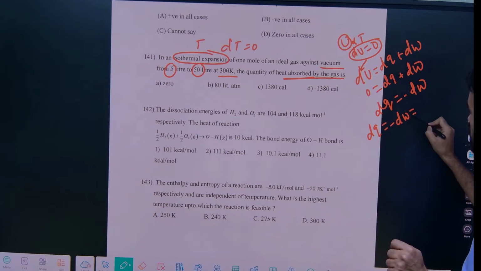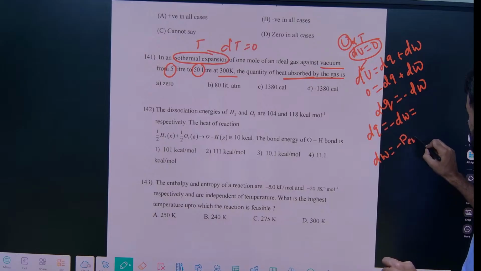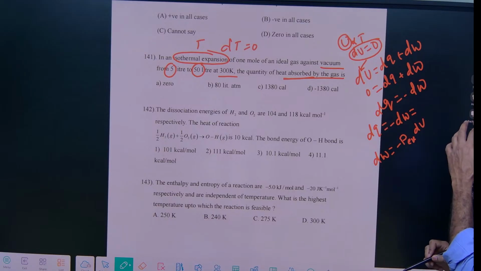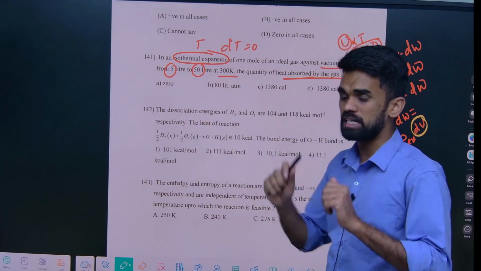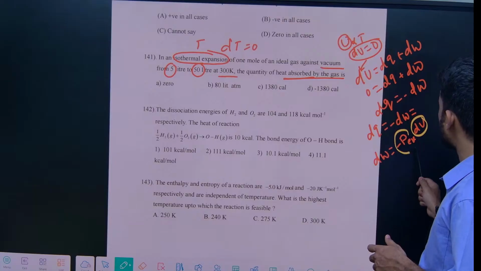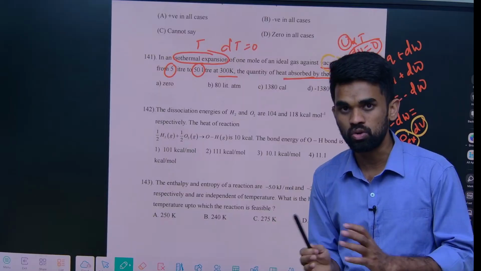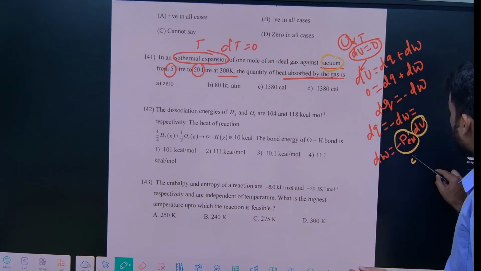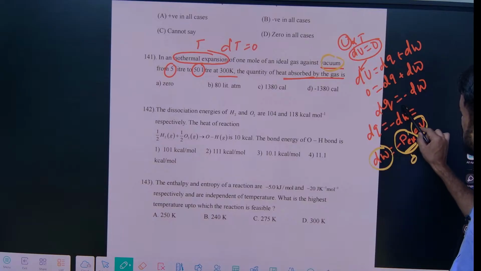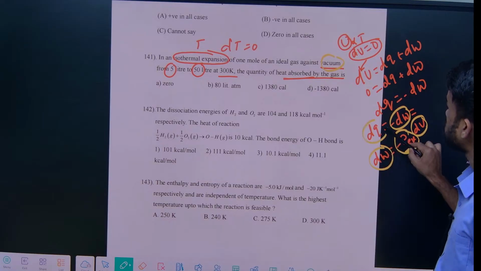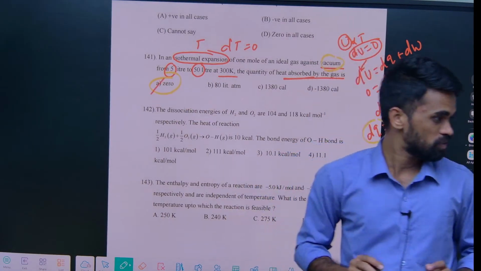dW is nothing but work done. So dW equals minus external pressure P external dV. Now look at this, volume is changing from 5 to 50, that is fine. But what about external pressure? See, it is against a vacuum. Vacuum means, is there any pressure? No. So external pressure is 0. If external pressure is 0, 0 into something is 0. So the work done here is 0. If this value is 0, then dQ is also 0. So what is your answer for this discussion? A. This is your answer for the discussion.